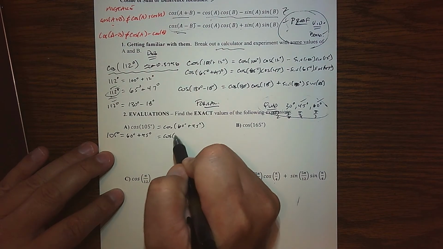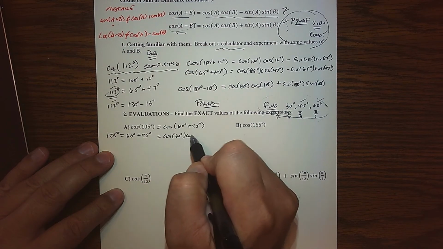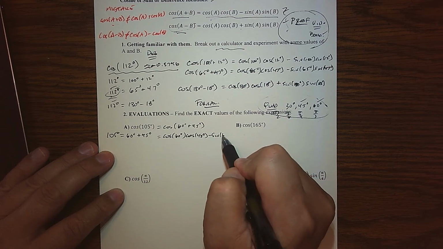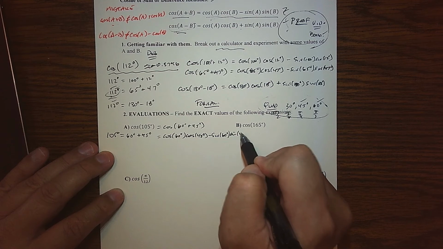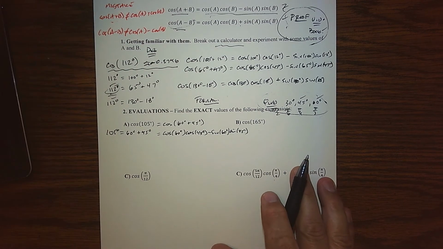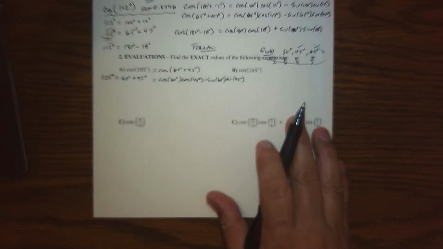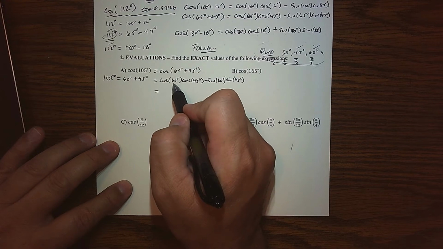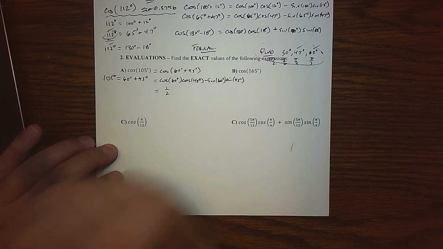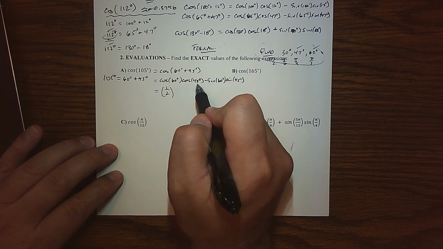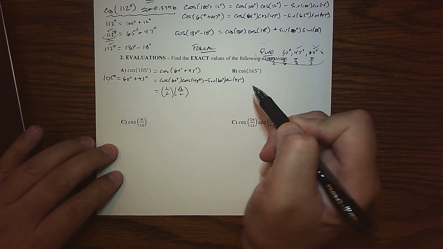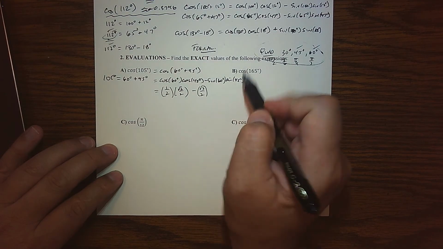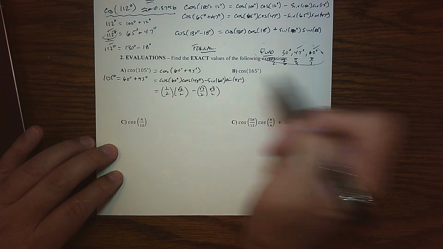So we get the cosine of 60, the cosine of 45, and then we subtract the sine of 60 and the sine of 45. Then of course, break out your unit circle. Hopefully you've got these committed to memory. What is the cosine of 60 degrees? Well, that would be 1/2. And what's the cosine of 45? That's the square root of 2 over 2. The sine of 60 is the square root of 3 over 2, and the sine of 45 is the square root of 2 over 2.